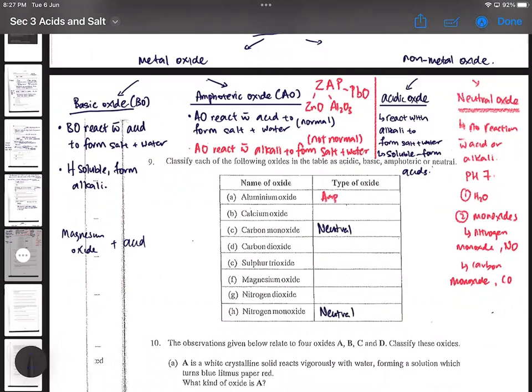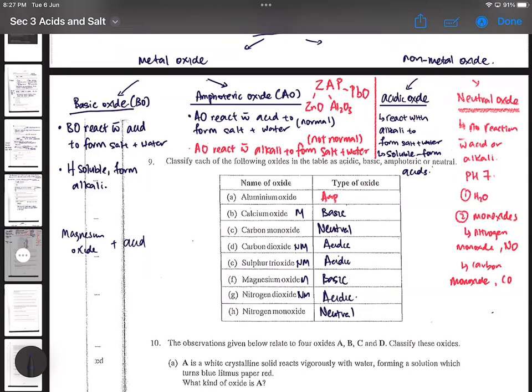Okay, then no more. The rest is either a metal oxide or a non-metal oxide, because we already picked out the exception cases. So this is a metal, non-metal, non-metal, metal, and non-metal. Very quickly, the metal oxides we classify under basic, and for the non-metals, these will be your acidic oxides.